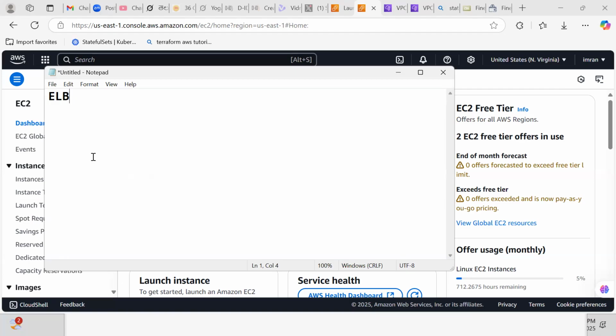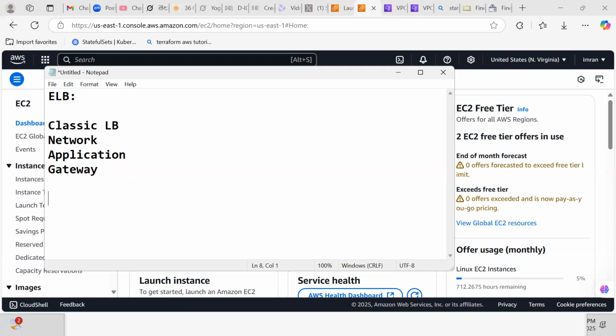Coming to the ELB, there are four types of load balancers. One is the classic load balancer. The second one is the network load balancer. The third one is the application load balancer. And the fourth one is the gateway load balancer. So these are the four types of load balancers. Now, while converting that into an AMI, my system got restarted also. That's the reason I may have lost the PuTTY connection.